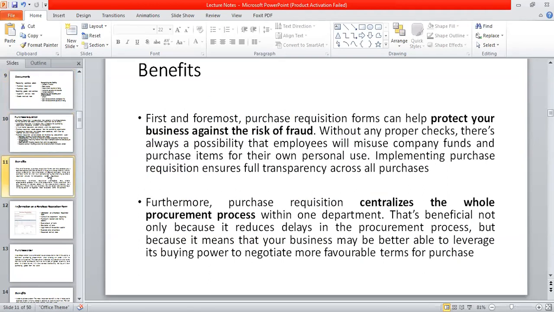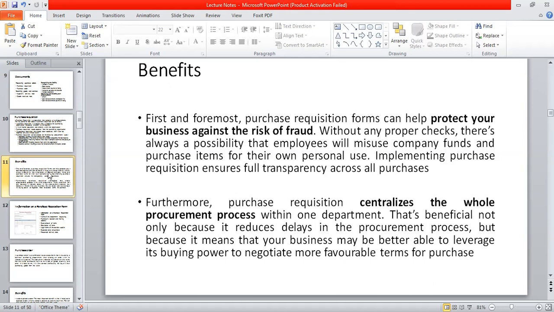Now let's go to the benefits of the purchase requisition. There are mainly two benefits of the purchase requisition within an organization. One, it can protect your business against the risk of fraud. All the different types of fraud which were highlighted in the case, the purchase requisition can deal with that.